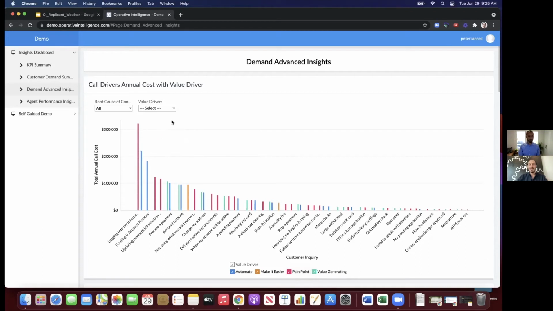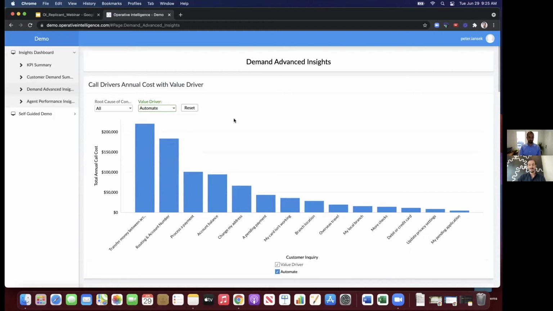Where we want to focus is, where are all of the opportunities to drive automation? What are the inquiries that can be completed through self-service? Across everything that customers are asking you to do, let's look at the automation opportunities for this bank. Here they are, prioritized and quantified. In this instance, we're able to tell the bank you're spending $220,000 a year because people are calling to transfer money between accounts. It's a transactional inquiry, high volume, low effort, and could be completed through the IVR or online self-service functionality if it was available.